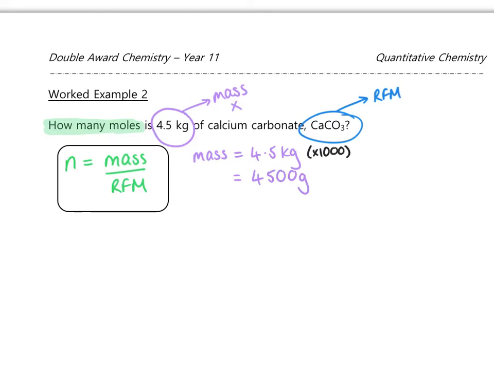Okay, next we need to work out our RFM. And this time we're working out the RFM of calcium carbonate, CaCO3. So we need to do a little bit of work with this one. Okay, so again, periodic table in front of you. If it's not, make sure that you get it out in front of you. So we need, first of all, our relative atomic mass of calcium.